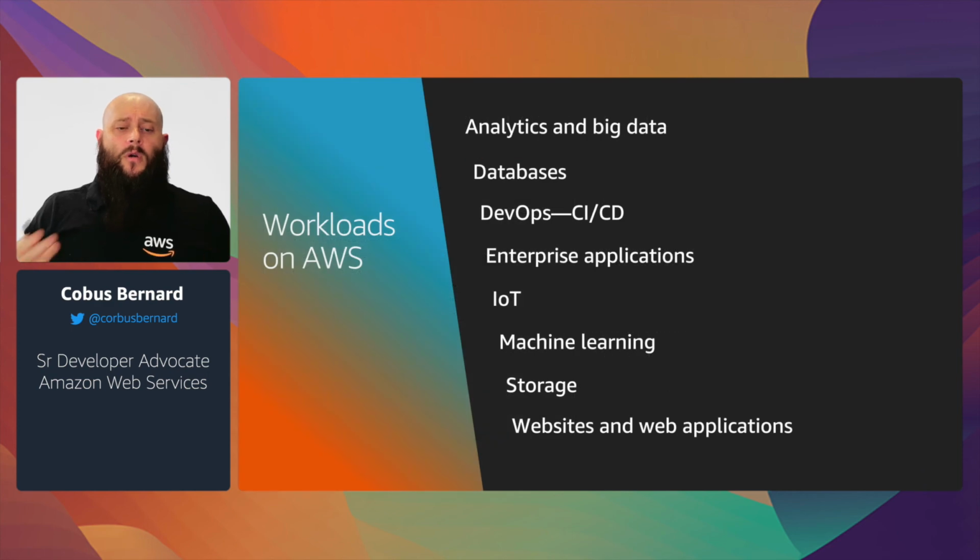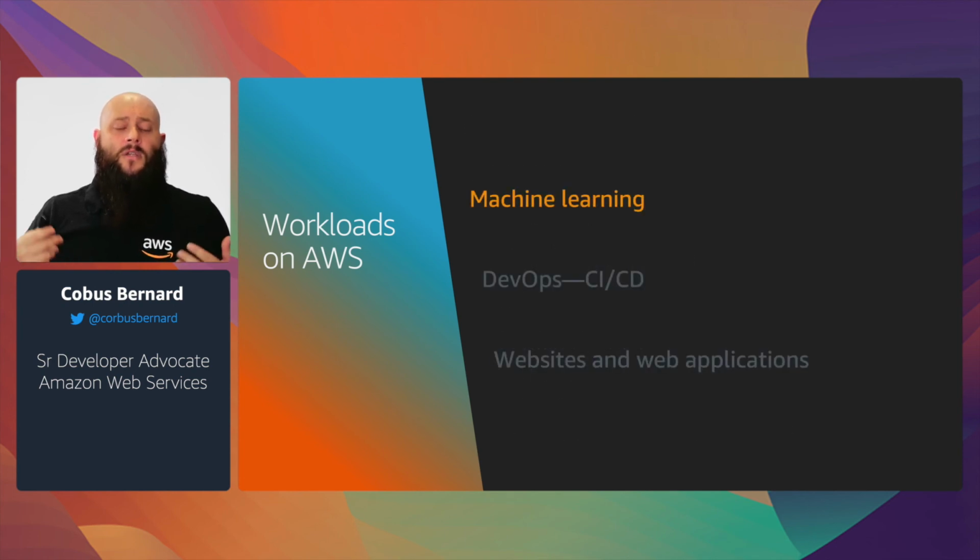Next, I'm going to show you some workload samples on AWS. As you can see, there are quite a lot of different ones you can run because AWS is built to run anything from databases to DevOps to IoT to machine learning. We're only going to be taking a look at a subset, so 3 of them.